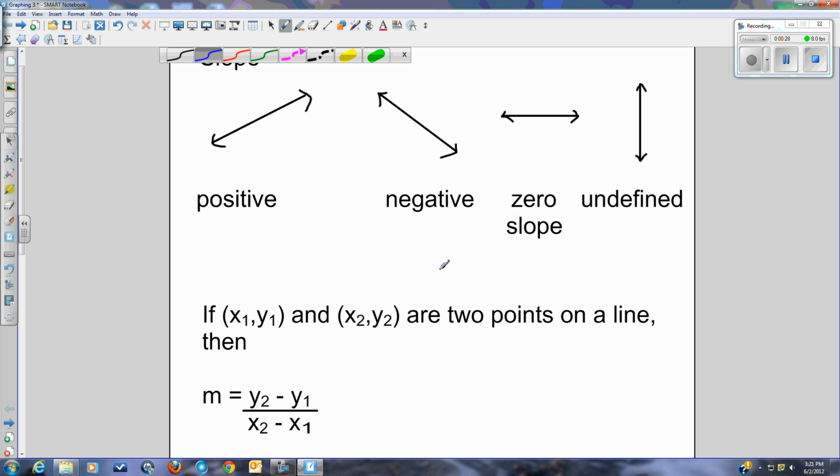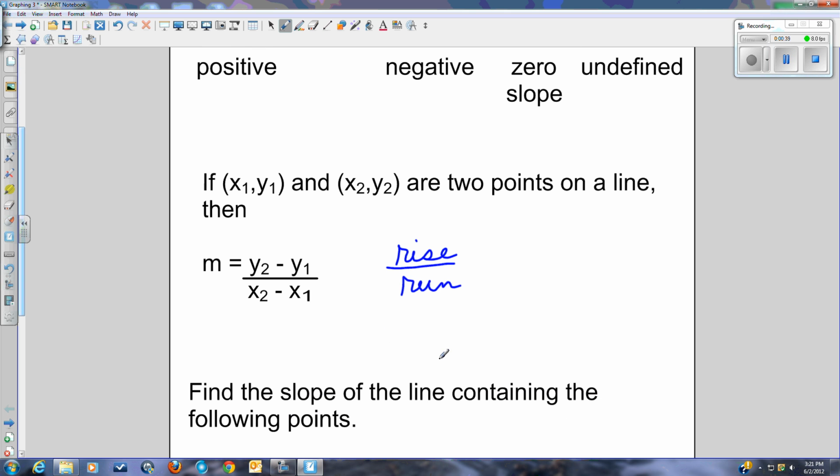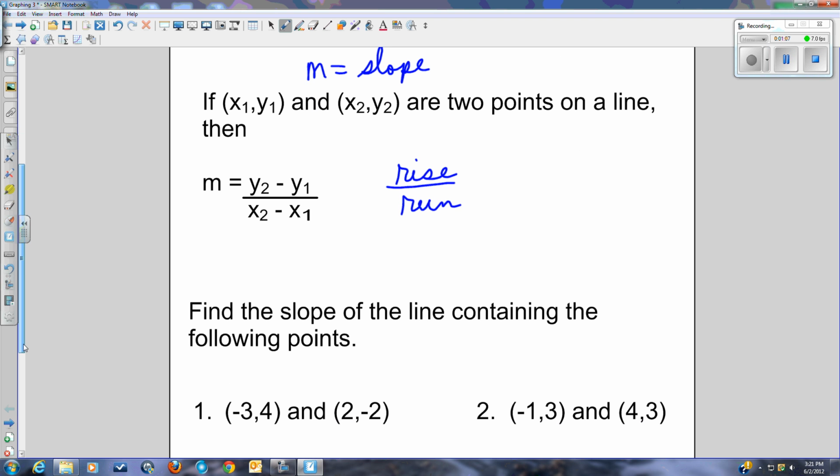Now, slope is equal to the rise of a line over its run. And we'll be seeing how that works in just a minute, really what that means. But this is the formula that we use to compute slope. M is the symbol that we use for slope, so we will probably not write out the word slope all the time. We'll just write M. If you have 2 points, your first point is called x1, y1, and your second point is called x2, y2. If those are 2 points on a line, then the slope is found by saying y2 minus y1 over x2 minus x1.